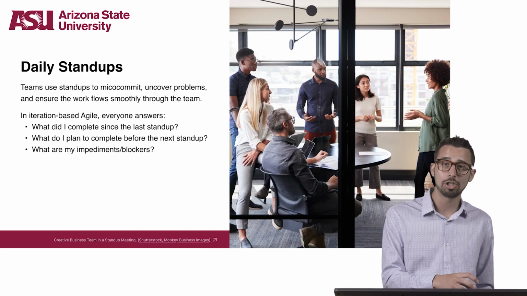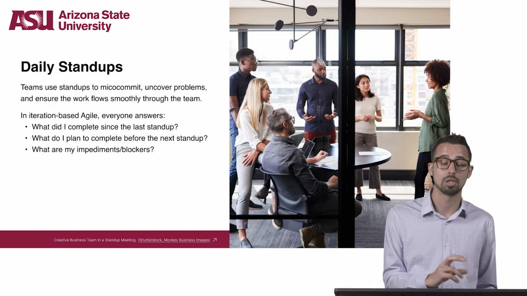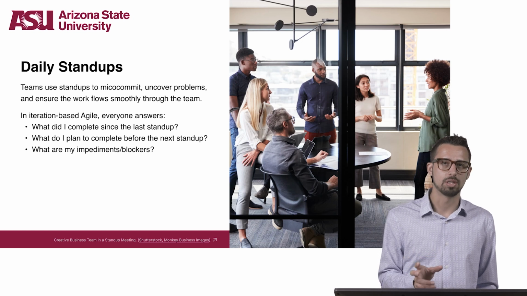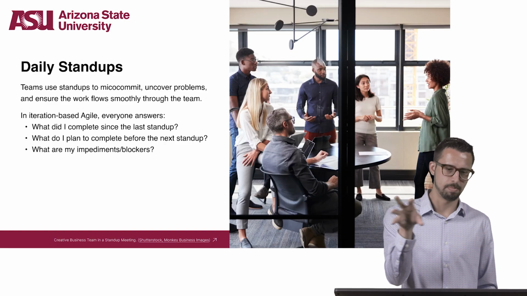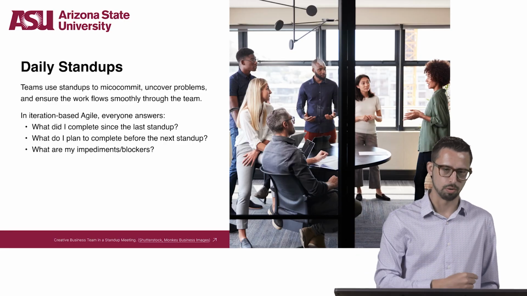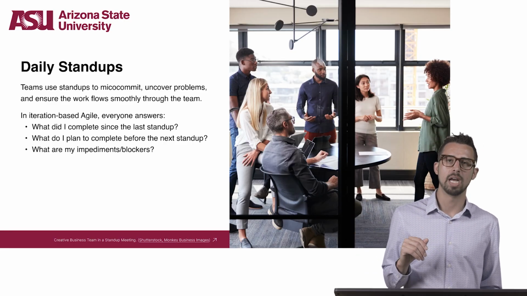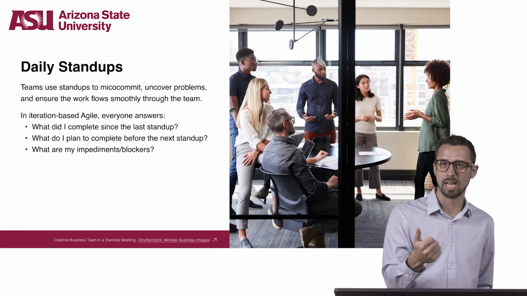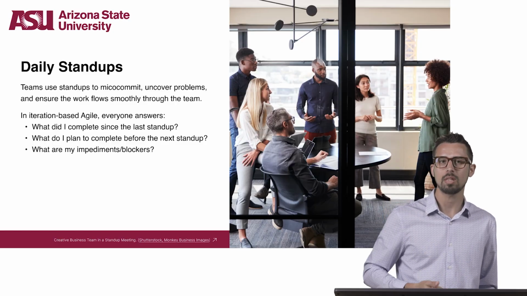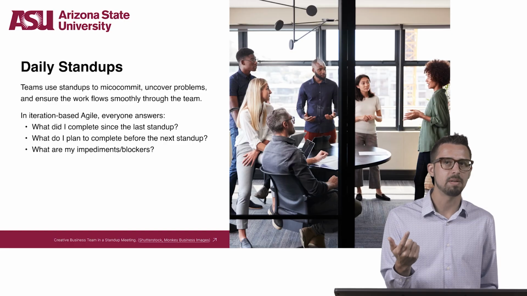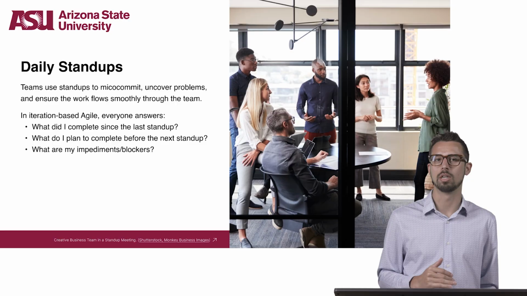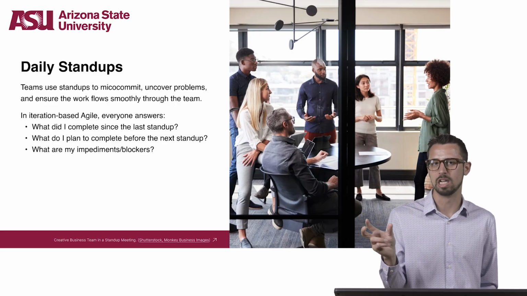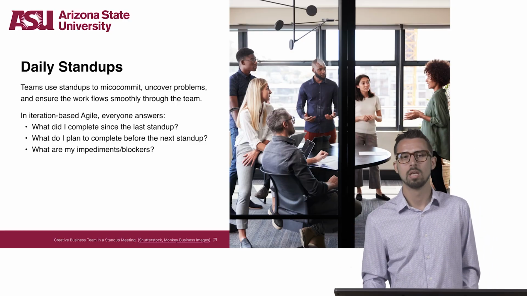In an iteration-based Agile, something like Scrum, everyone answers the following questions in a very round-robin fashion. You can popcorn it, you can just go around the table, whatever works. But you'll ask questions like, what did I complete since the last stand-up? What am I planning to complete between now and the next stand-up? And what are my impediments or blockers? Sometimes you might hear that phrased as risks or problems.